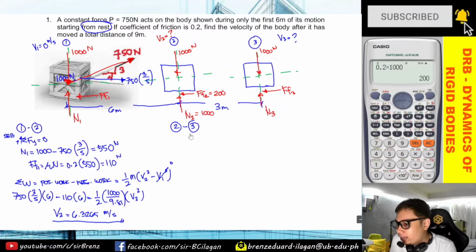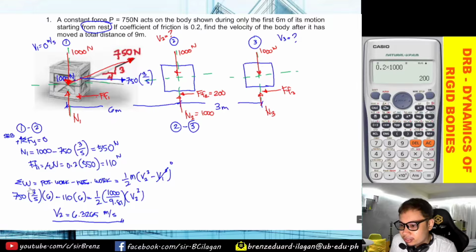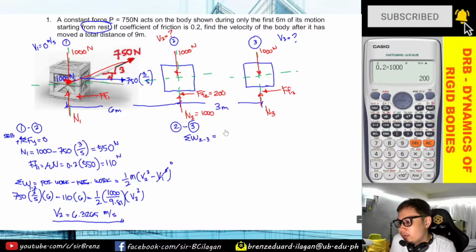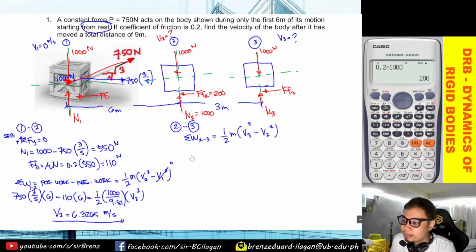Sige, so, meron na tayo. Diretso na tayo sa summation ng work. So, again, this time, summation tayo ng work from point 2 to point 3 na, is equals to 1/2 of the mass times V sub 3 squared minus V sub 2 squared.